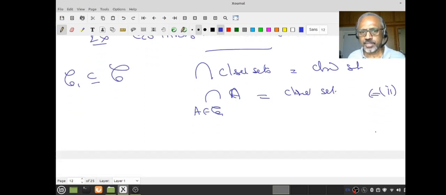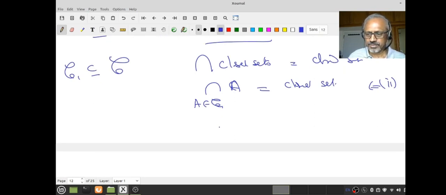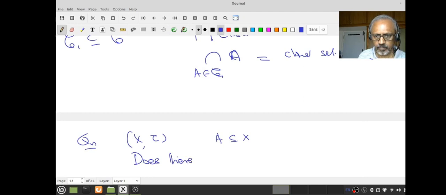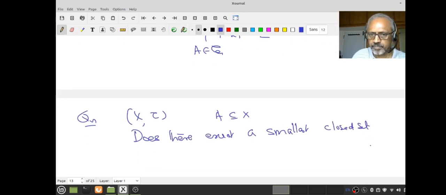So what is the question you can ask now? Can you think of the question? The question I can ask is, let (X, tau) be a topological space and A a subset of X. Does there exist a smallest closed set B such that B contains A?